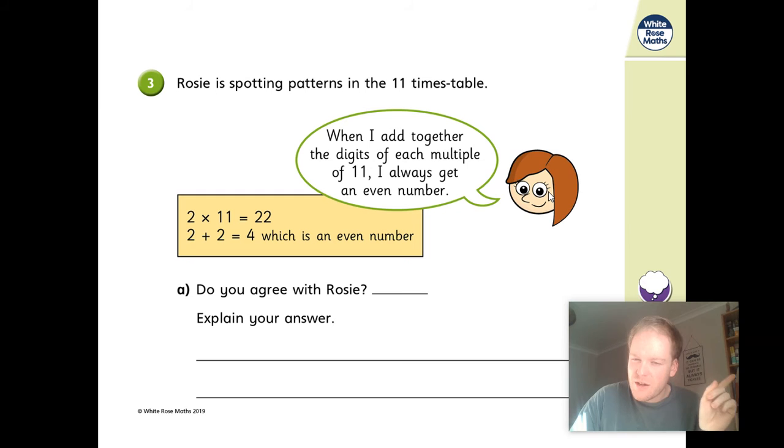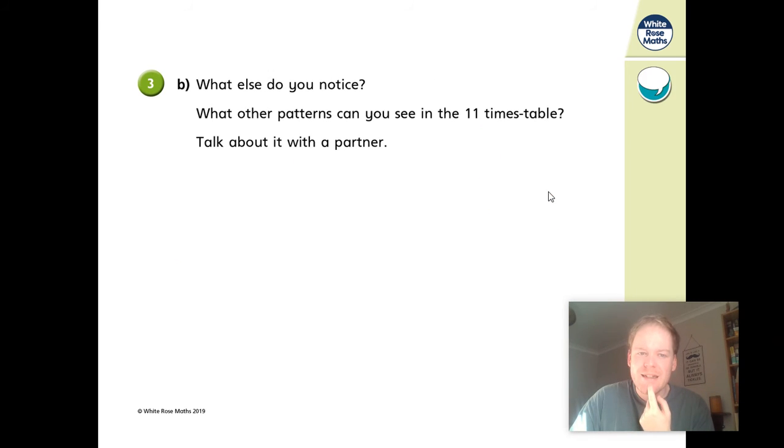So think about the ones you've just done on the page before. Do you always get an even number? And then explain your answer. What else do you notice? What other patterns can you see in the 11 times table?